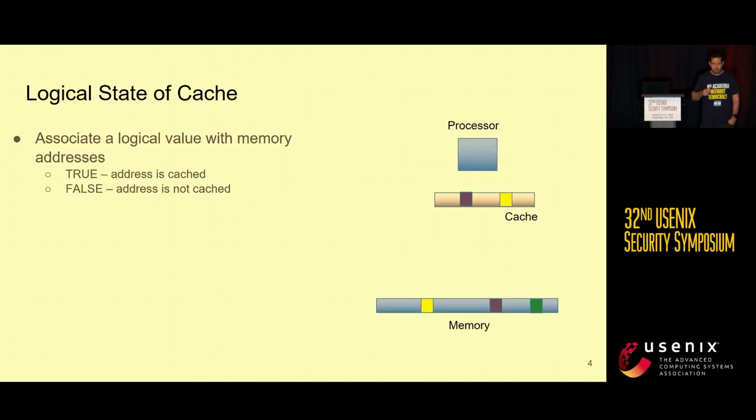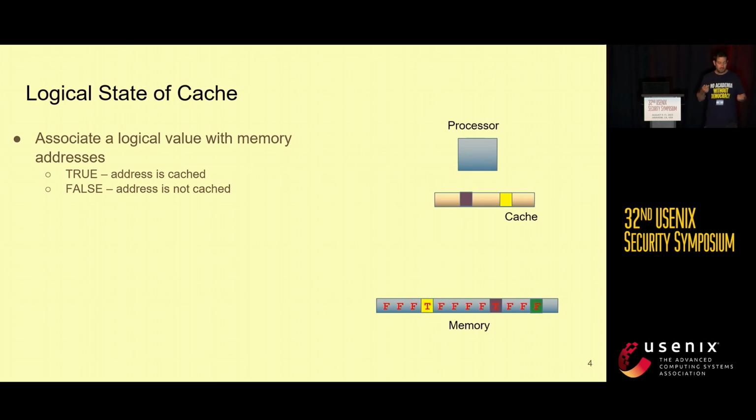Okay, so by now, as you all know, we have memory, we have cache, we have a processor. And what we can do is associate a logical value with every memory address, which basically means we give the value true if the memory address is in any one of the layers of the internal cache, and it's going to be false if it's not cached. So of course, most of the memory will have the value false because the memory is much larger than the cache, but some values are going to be true.